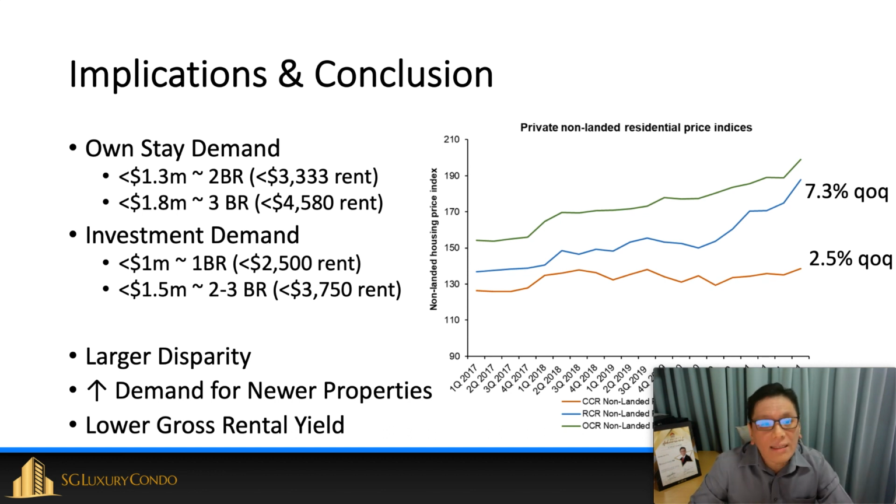So there you have it. These are my implications and conclusions. Use these numbers when you are thinking of purchasing a new property, either for own stay or for investment. These key numbers, 1.3 million, 1.8 million, or for investment 1 to 1.5 million, are what I call the sweet spot and you should be going for.